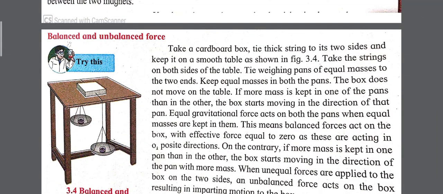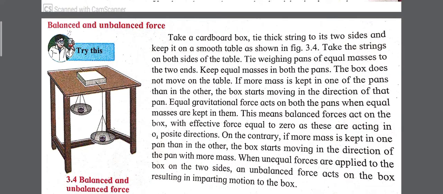Now let us see what is balanced and unbalanced force. Balanced force is when two individual forces are of equal magnitude and in opposite direction; those forces are said to be balanced forces. And what is unbalanced force? When forces act in opposite directions on a body but are not equal in magnitude, it is known as unbalanced force.